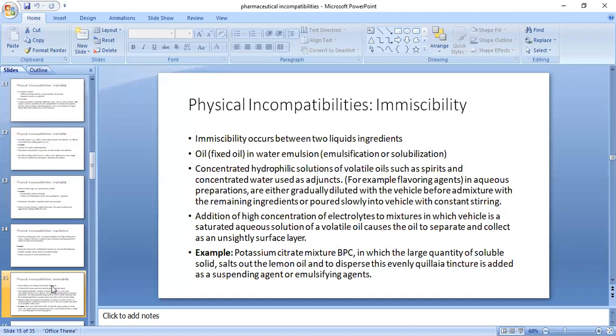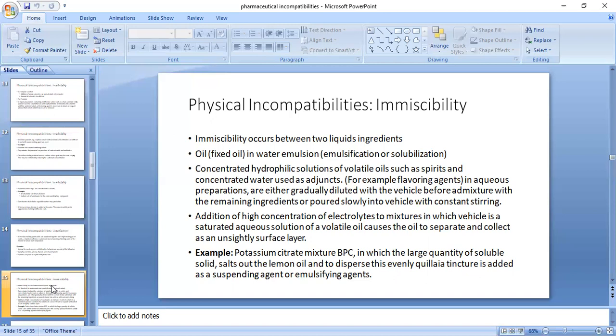Concentrated hydrophilic solutions of volatile oils such as spirits and concentrated waters used as adjuncts, for example, flavoring agents in aqueous preparations, are either gradually diluted with the vehicle before admixture with the remaining ingredients or poured slowly into the vehicle with constant stirring. Addition of a high concentration of electrolytes to a mixture in which the vehicle is a saturated aqueous solution of volatile oil causes the oil to separate and collect as an unsightly surface layer.